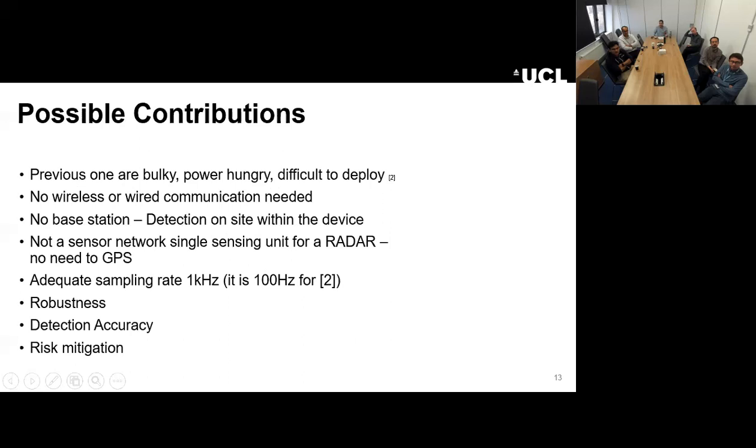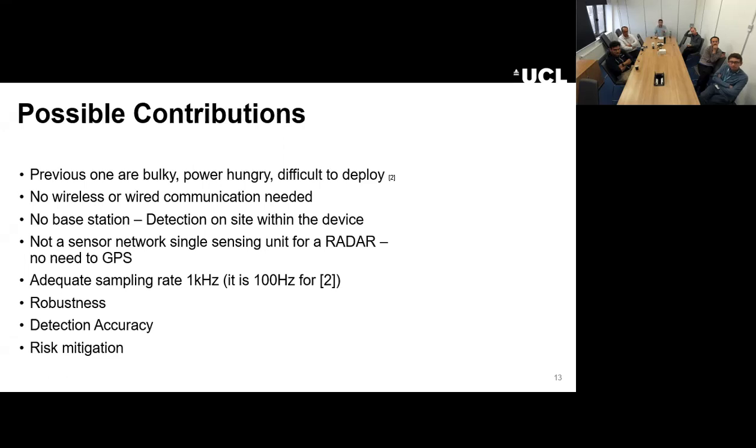acoustic wave analysis. So what we can contribute with the new design is that the previous ones are mostly big devices. They consume power and they're difficult to deploy. They need a lot of maintenance and so on. And in our case, we don't need any wireless or wired communication between the devices, and we also don't need a base station, because we are planning to do the detection on site within the device, and the decision maker is also the device itself.